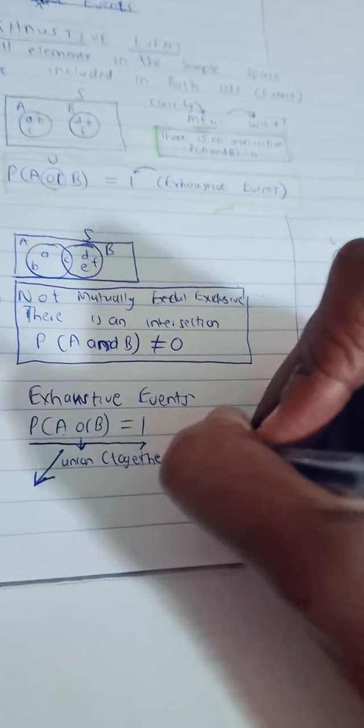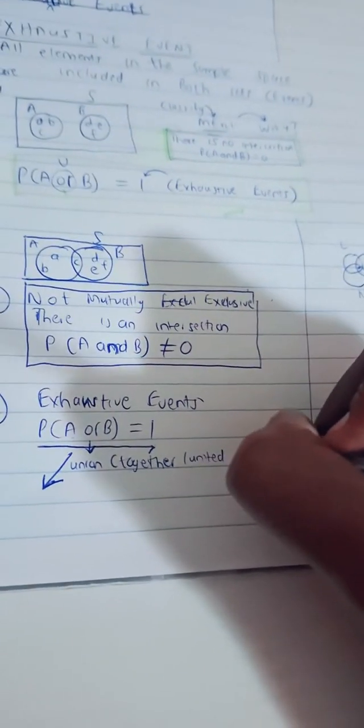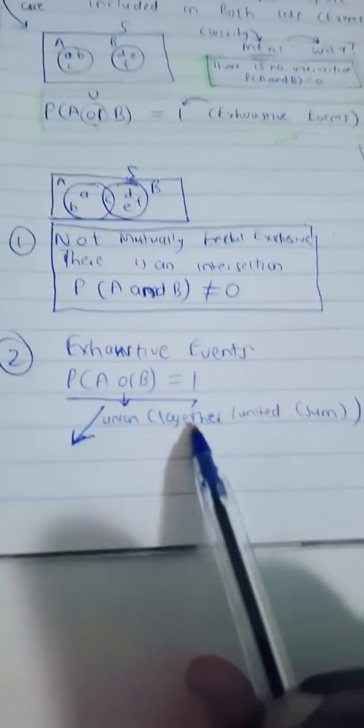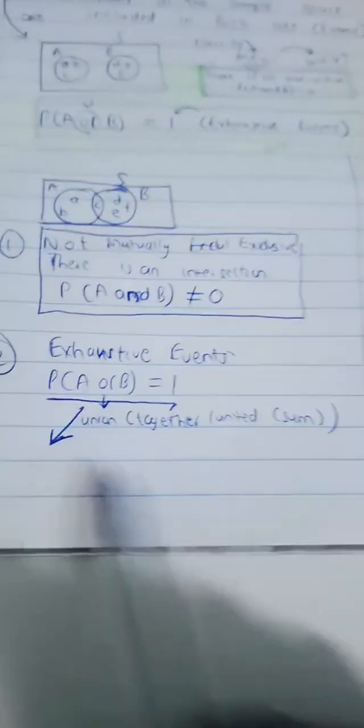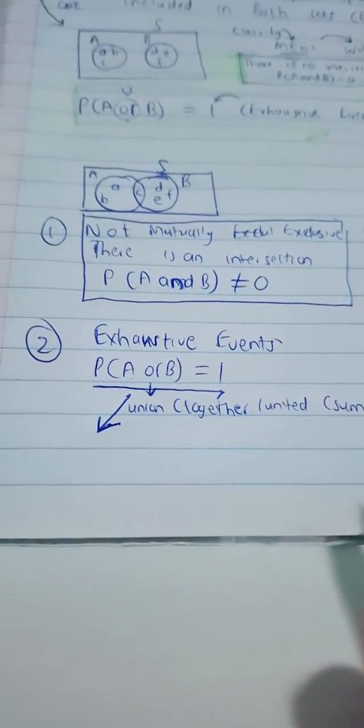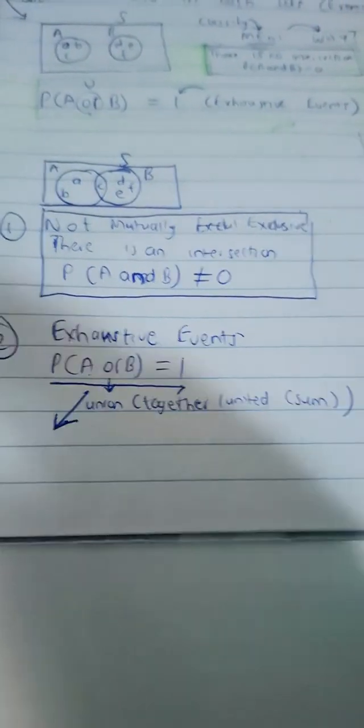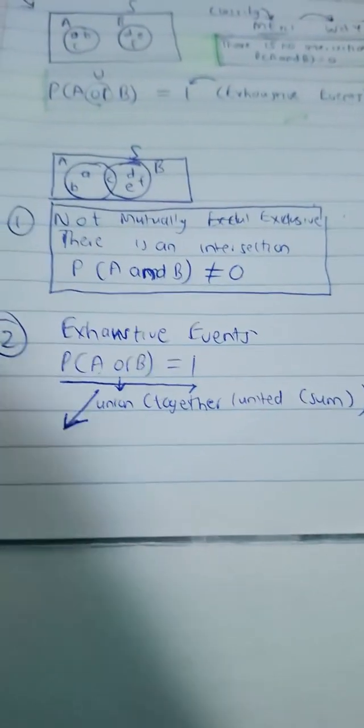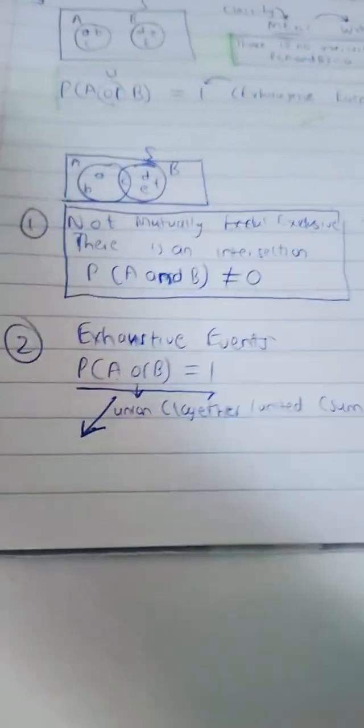Okay. United. I love that. Sum. Yeah, well, when you say together, it's like all together. And all together means the sum. Okay? So I hope you guys understand that. It's like the sum of the elements.